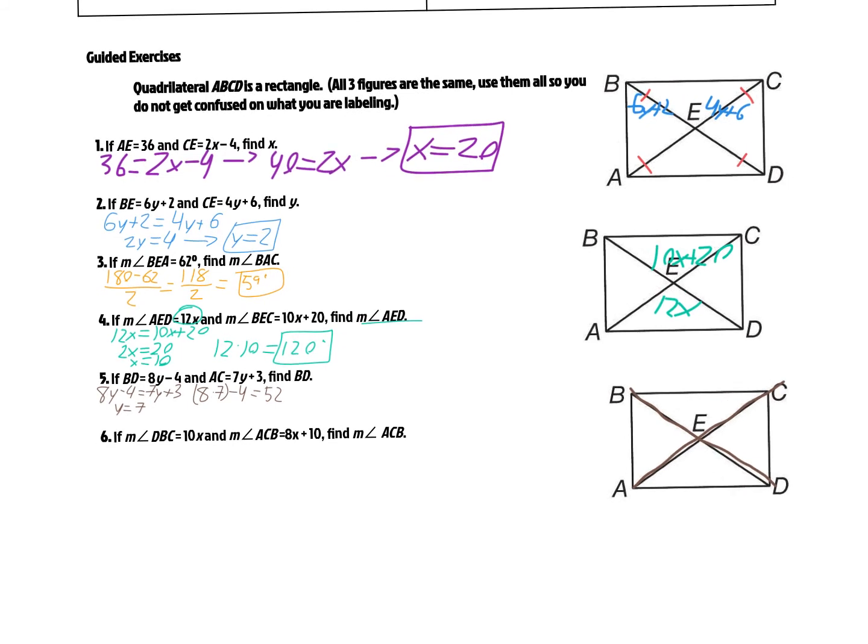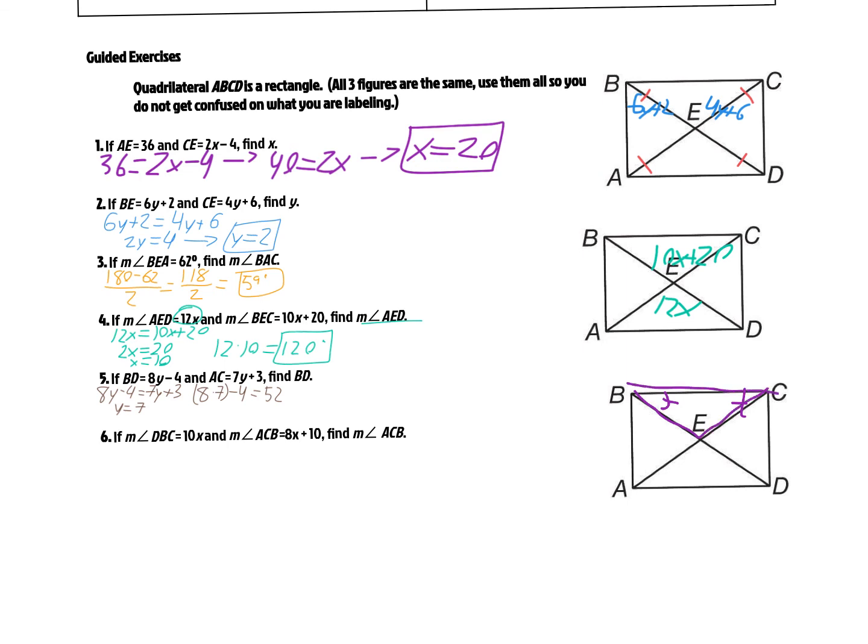Last one. If the angle of DBC is 10x and ACB is 8x plus 10, we want to find the measure of ACB. The way we're going to do that, we have these two measurements. Those are essentially two base angles of this isosceles triangle.